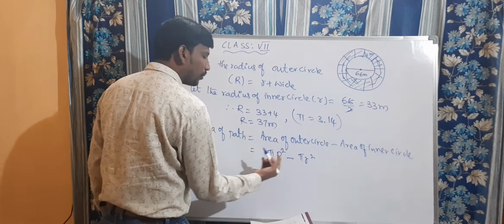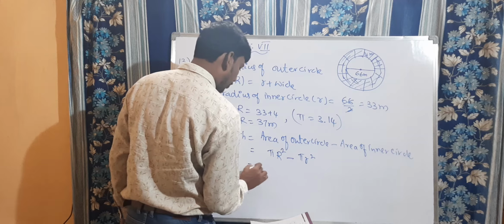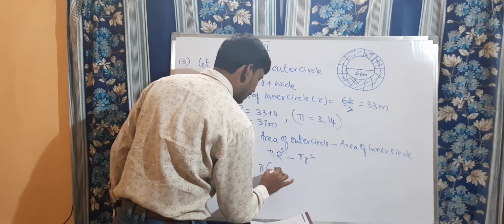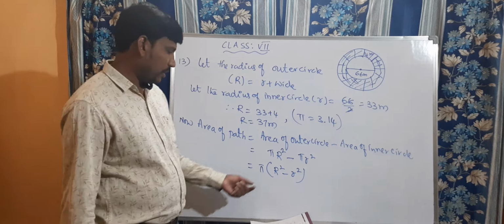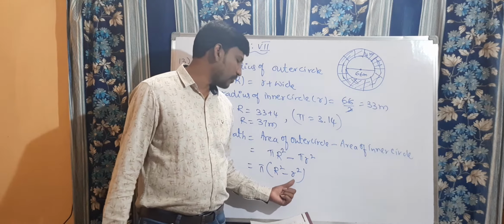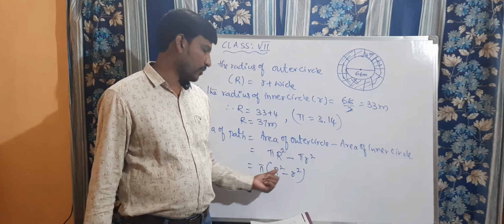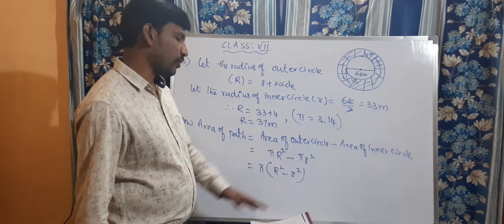Now between these two, pi is common. Here also pi, here also pi. Take pi out as the common factor. If pi is outside, the leftover part is capital R square minus small r square. Now see this here. Capital R square minus small r square is nothing but an algebraic identity, right? We know that a square minus b square equals a plus b into a minus b. Or you can substitute direct values, no problem.